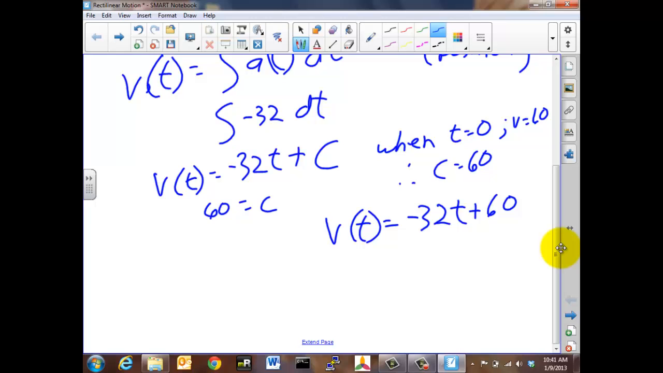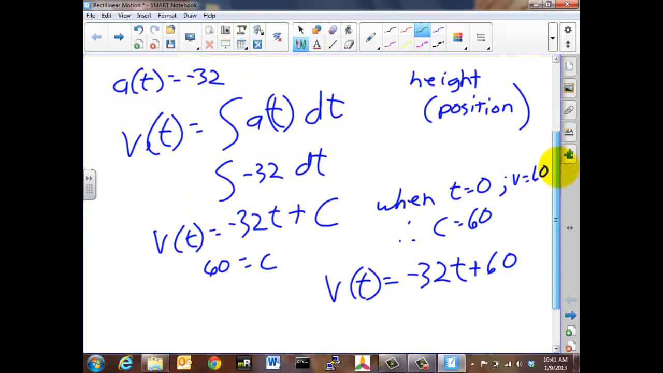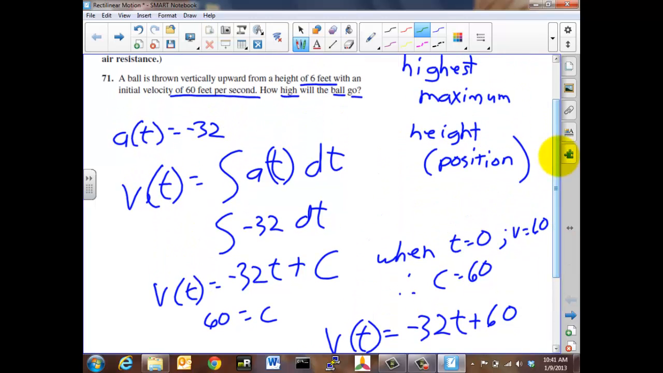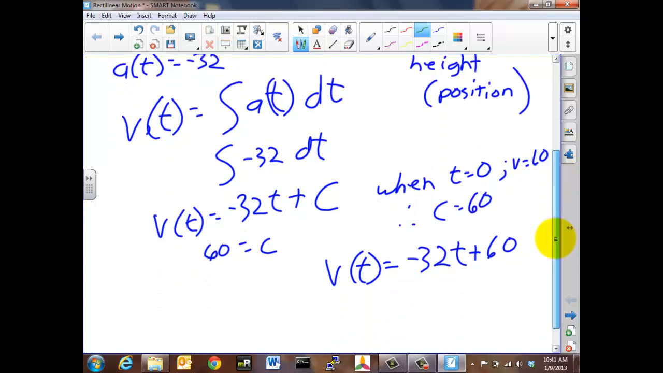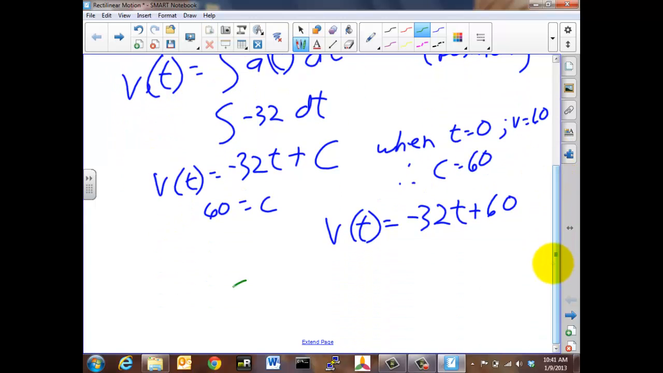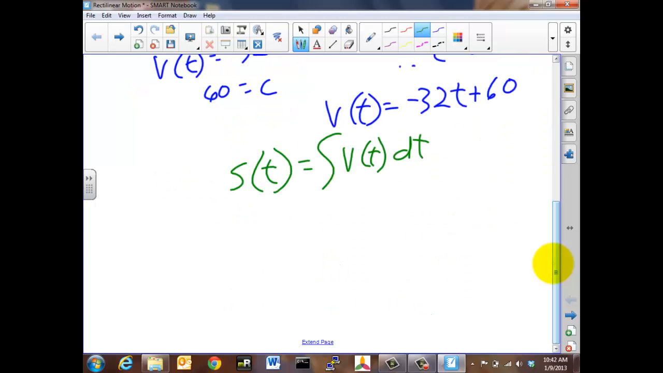Okay? Well, does that do anything for us here? No. Well, what do we need to do now then? We need to find position. We're trying to maximize a position. So we have to integrate the velocity. To find position, which is normally delineated by the letter s, we're going to integrate velocity with respect to time. And if we integrate velocity with respect to time, we're integrating negative 32t plus 60.